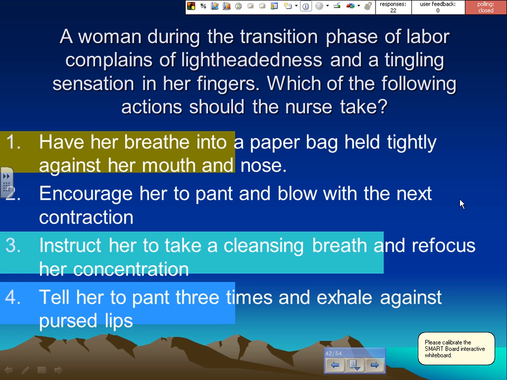Numbers 2, 3, and 4, and this could be an eliminate the similar and pick the one that's different. All 3 of those are methods of breathing, concentration, and focus that you teach women going through labor. You know, Lamaze was real big when I was having my kids back in the 70s and early 80s. I don't know if they push Lamaze as much anymore, but there are certain techniques you can use for breathing and focusing and allegedly decreasing the pain. It didn't seem to work.